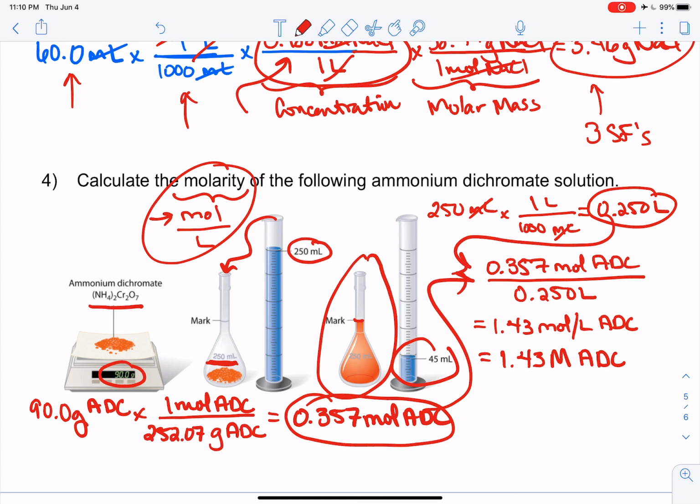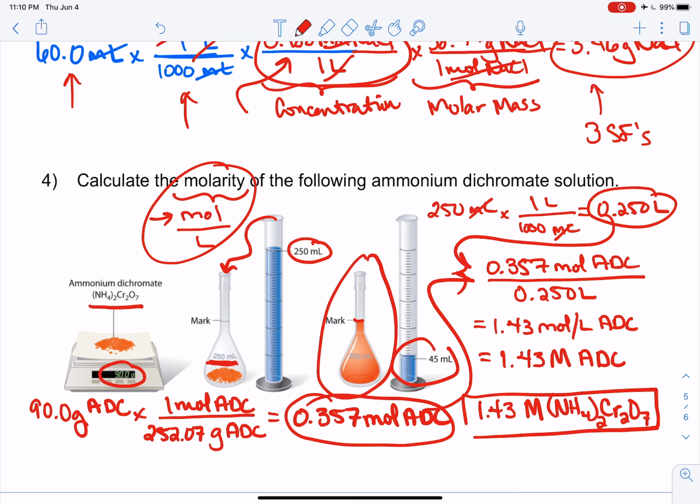And you would not put ADC on the label because that's just my abbreviation for ammonium dichromate, because I did not want to write it out every time. So if the bottle were to be labeled, it would say ammonium dichromate, or it would have the formula written out so there would be no confusion as to what the chemical was in that bottle. And we'd say we've got a 1.43 molar ammonium dichromate solution there.